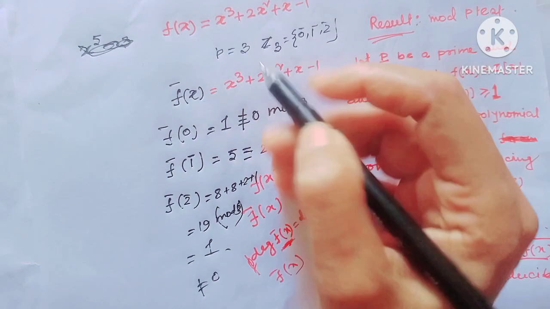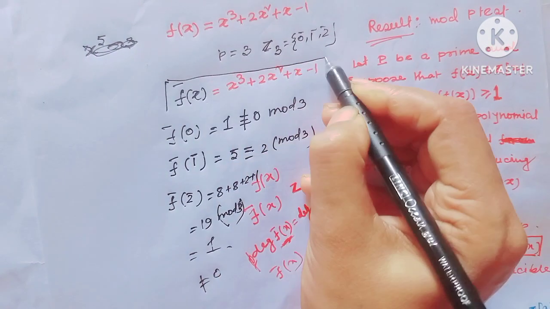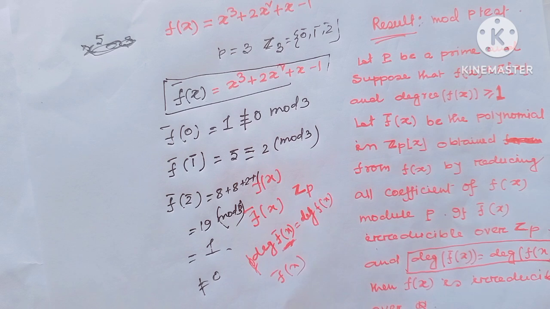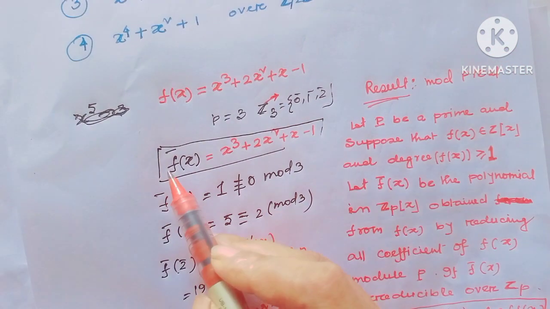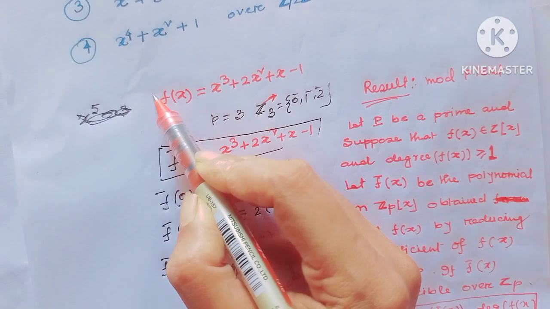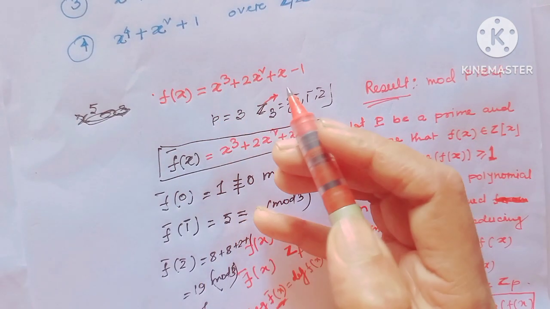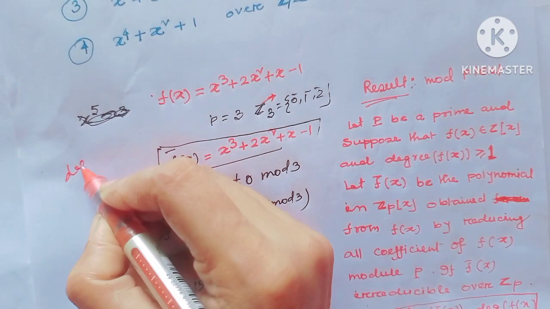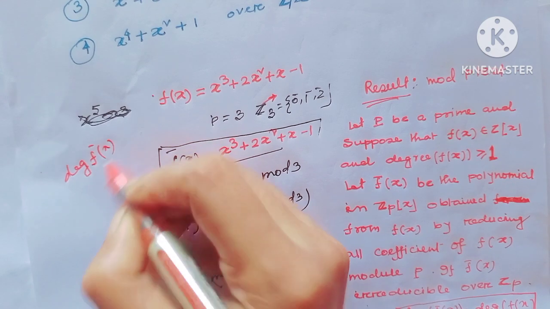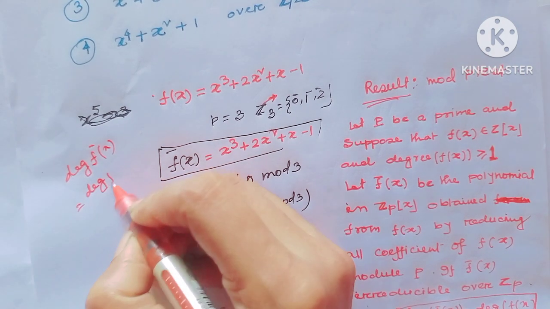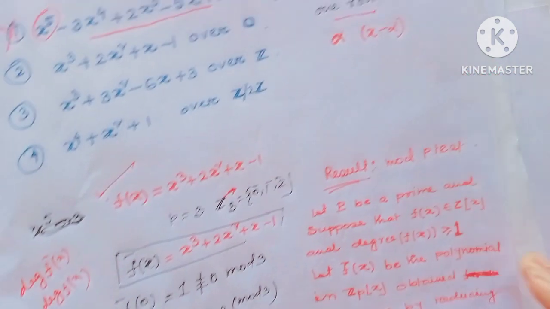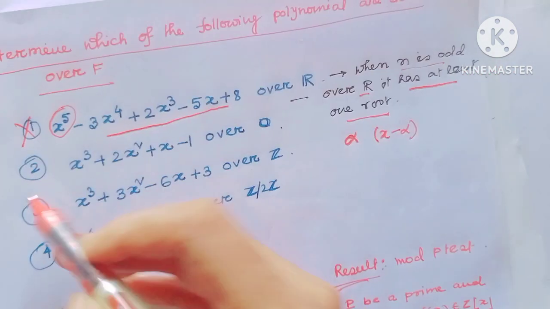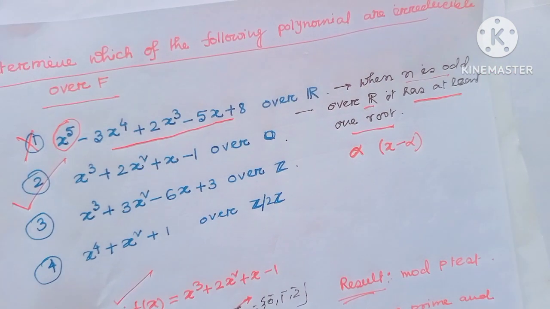So this polynomial f bar x is irreducible over Z3. Since the degree of f bar x and the degree of f x are the same, we can tell this f x is irreducible over Q. So option 2 is a right option.